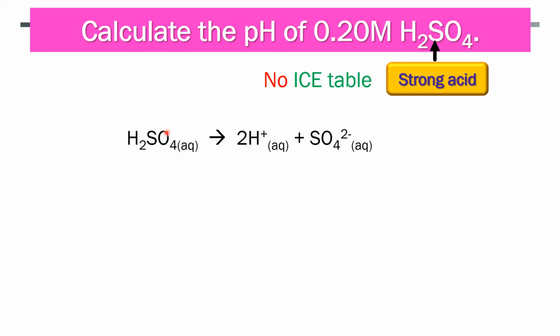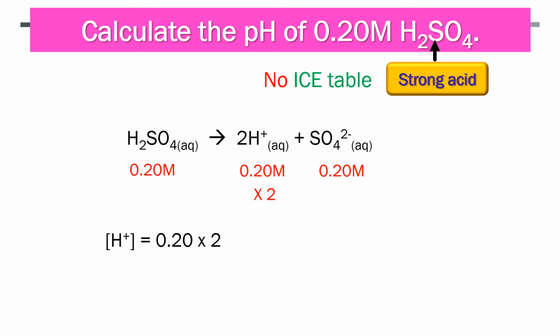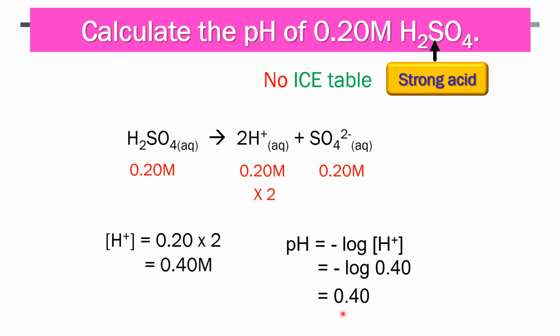H2SO4 is a strong acid, so it will dissociate completely. So H2SO4 kita ada sebanyak 0.20 molar. So H plus yang terhasil adalah 0.20 molar times with 2. Kenapa times with 2? Sebab kita ada 2 mol H plus. SO4 2 minus pula banyak mana? So dia hanyalah 0.20 molar. Tak perlu darab apa-apa sebab koefisien dia 1. So the concentration of H plus is 0.20 times 2, which is 0.40 molar. So bila dah dapat concentration H plus, kita masukkan dalam formula pH is equal to negative log concentration H plus. Substitute the value, so the pH is 0.40.